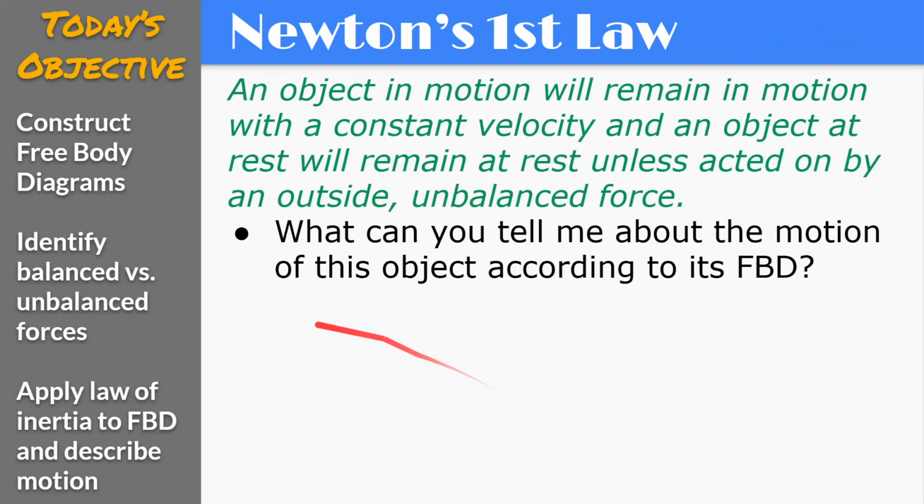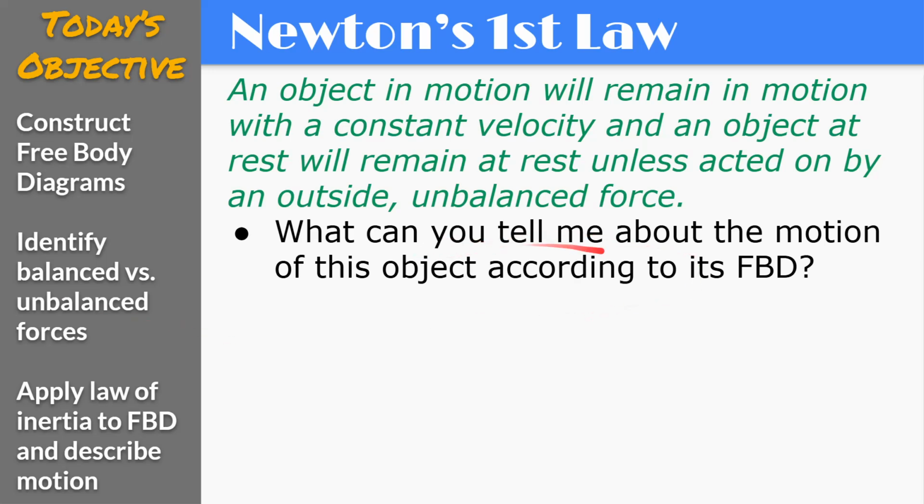All right, so Newton's first law, again, is called the law of inertia, and it states an object in motion will remain in motion with a constant velocity, and an object at rest will remain at rest unless acted on by an outside unbalanced force. You've probably heard this before, maybe slightly different wording, but this is Newton's first law. An object in motion will remain in motion with a constant velocity. An object that's at rest will remain at rest unless there's some force acting on it. Just copy it down.